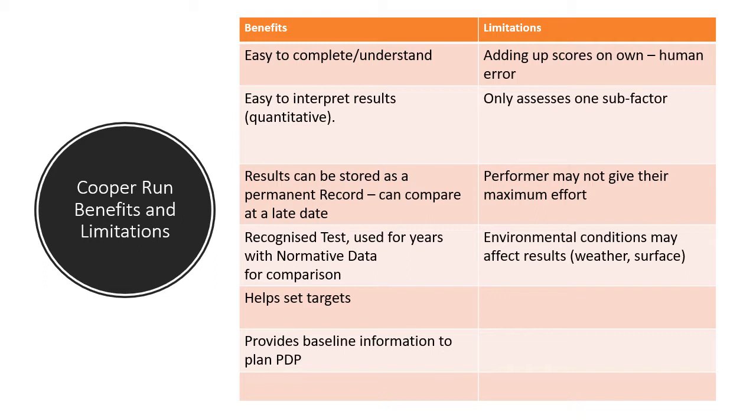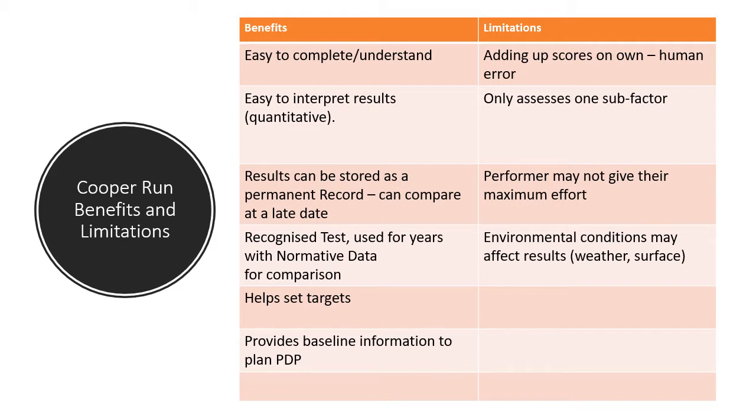So once you guys have got your score, you can go online and check if you are poor, average, good or excellent compared to other people of your age. Helps you set targets because, like I was saying, you get a score from it, so you can set a target to improve this score. It provides baseline information to plan your PDP, so you can identify if CRE is a weakness or if it's a strength, and if you need to focus on it in your PDP.